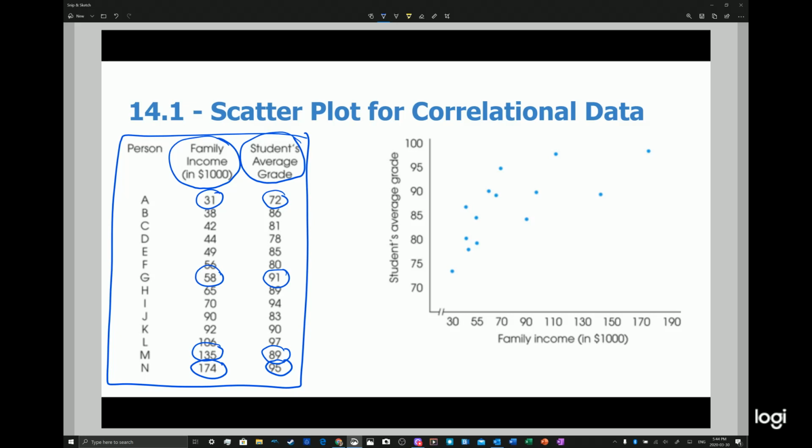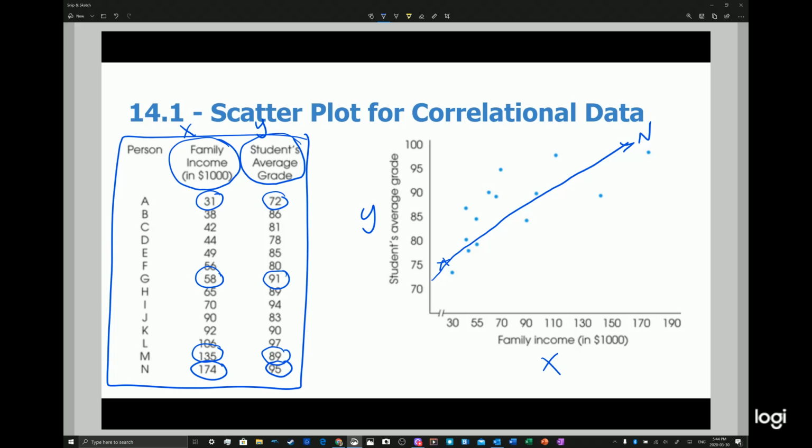But if we put these points of data in a scatter plot, here family income is your x-axis, student average grade is your y-axis. If we put these points in there from A to N, so here's probably A and here's N, I don't have time to draw the other points. You can sort of see this upward trend, a sort of linear relationship that's going up.